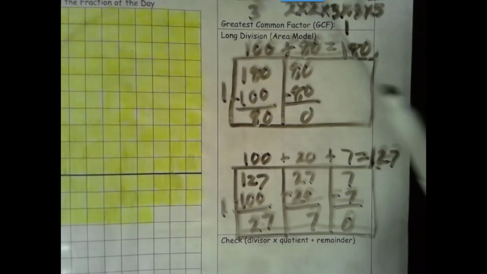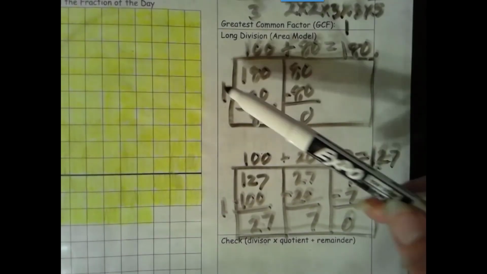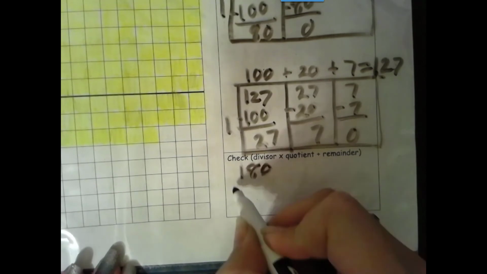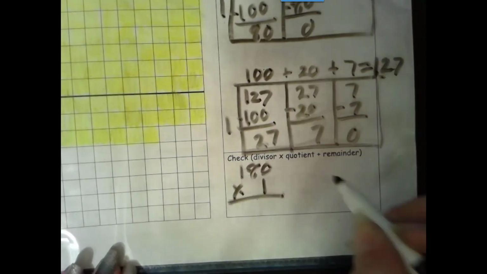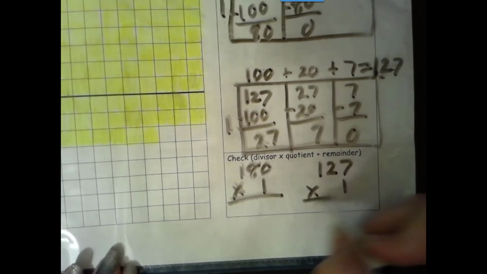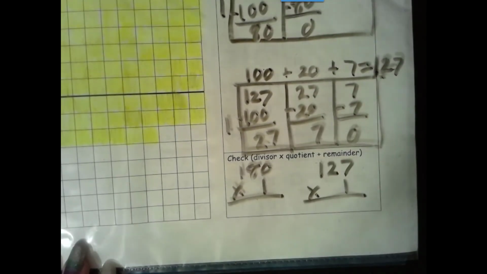Now we need to check using our inverse operations. Divisor times quotient plus remainder. Since our remainder is 0 for both, and the identity property of addition says when you add 0 it stays the same, we don't need to add 0. But what we have here is the identity property of multiplication that says when you multiply by 1, it stays the same.